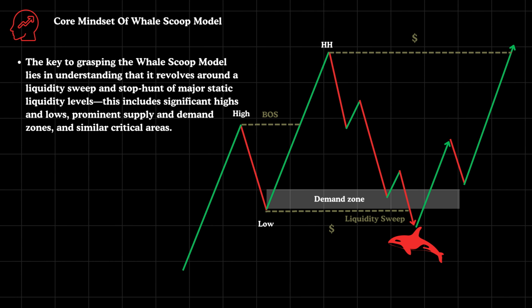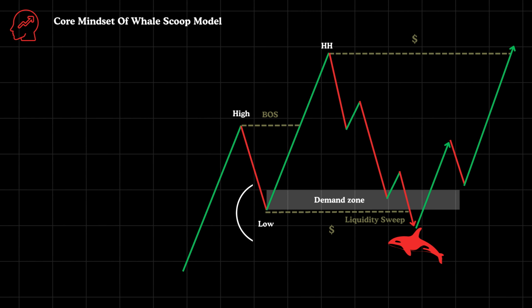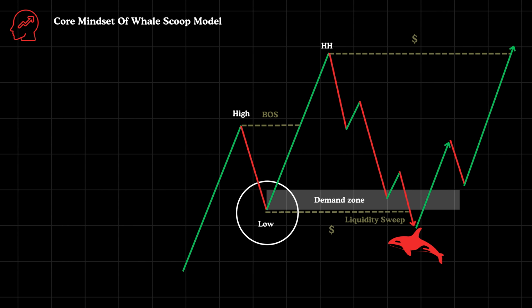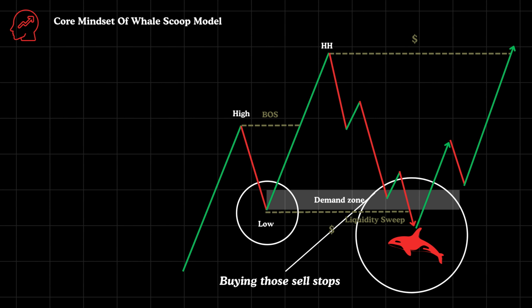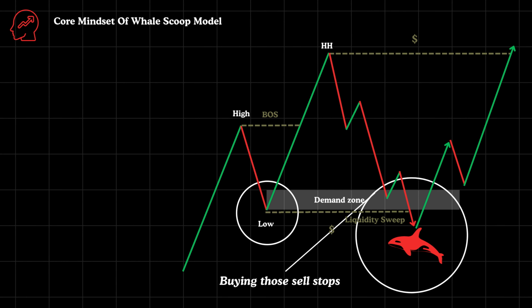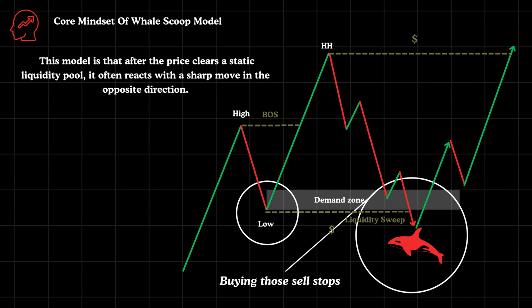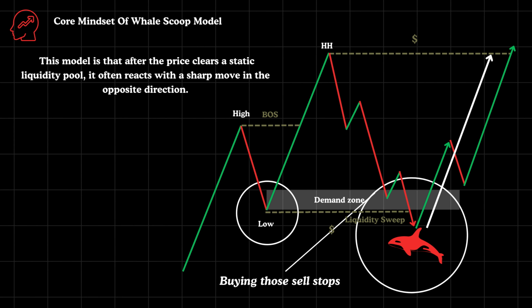Take this scenario. Here we have a market low. When using the whale scoop model, if the price drives below a pivotal structure, like a swing low, it triggers a sweep of the sell side liquidity. The model suggests entering a long position at this point and holding until the price reaches the buy side liquidity on the opposite end. The most important concept in this model is that after the price clears a static liquidity pool, it often reacts with a sharp move in the opposite direction.